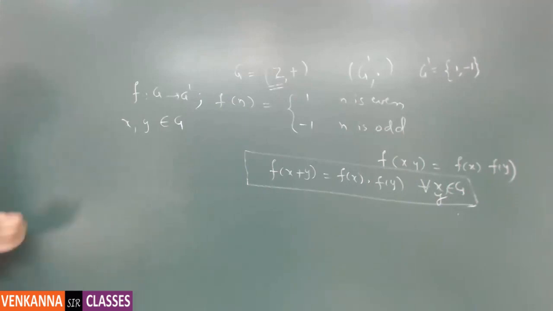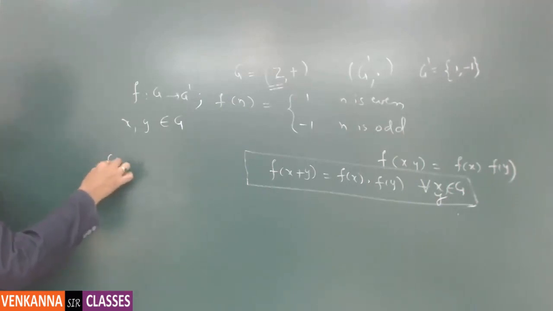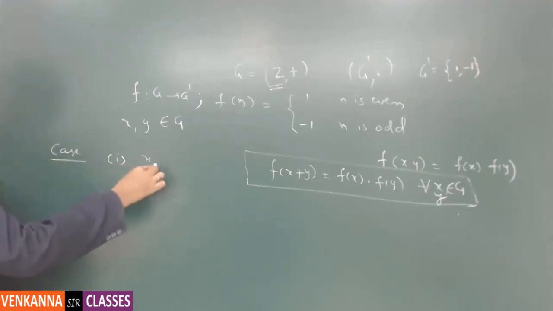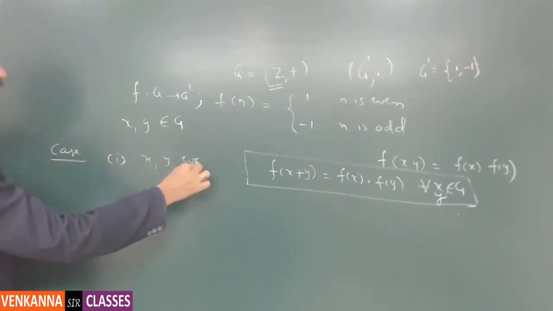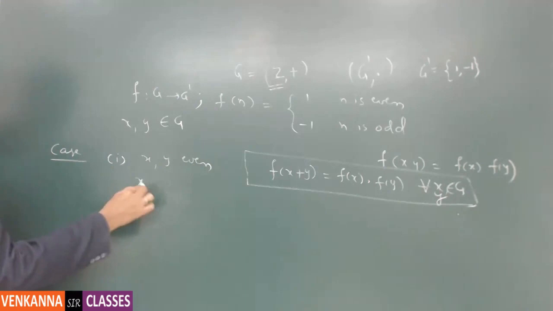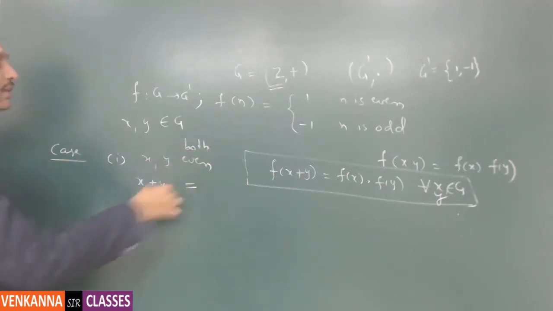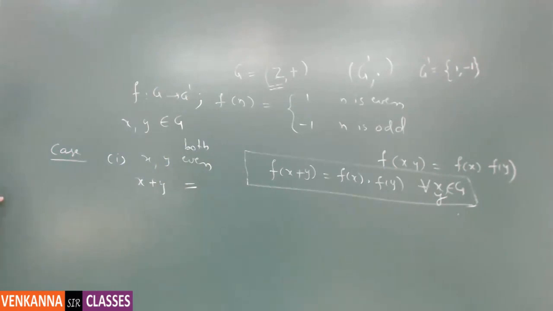Now let us take the first case, where you take both of them as even numbers. Then what will be x + y? Is it even or odd? It is even. Addition of two even numbers is nothing but even. Agree?